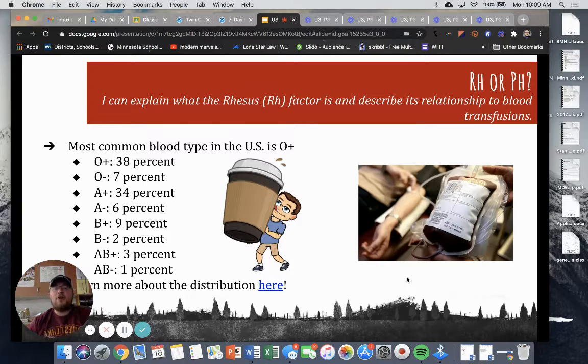All right. So you're probably wondering how common are the different blood types? Within humans, the most common blood type is O positive. 38% of the US population is considered O positive. For me, I'm A positive. I'm within 34% of the total population.